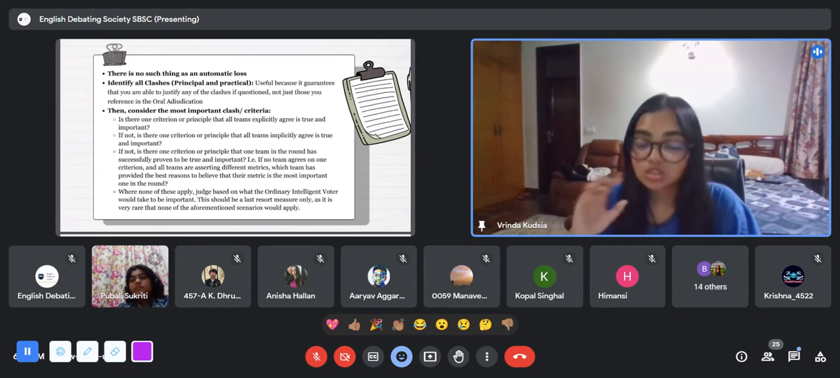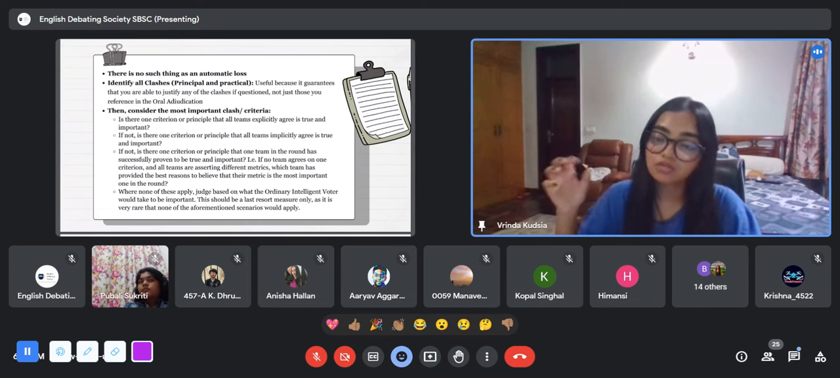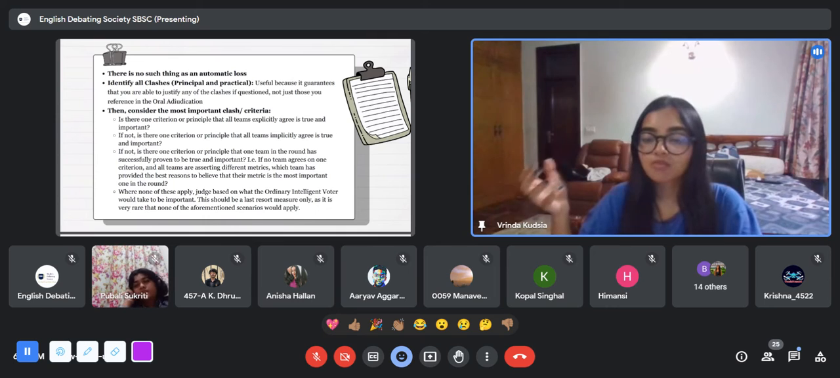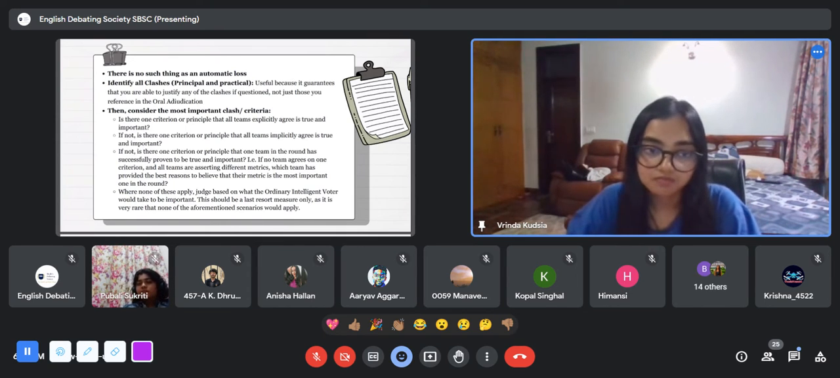But this was just to help you out in terms of how you identify the clashes you probably need to prioritize in your OA, insofar as you are likely to also have multiple clashes in a debate. Okay, we'll go to the next slide.